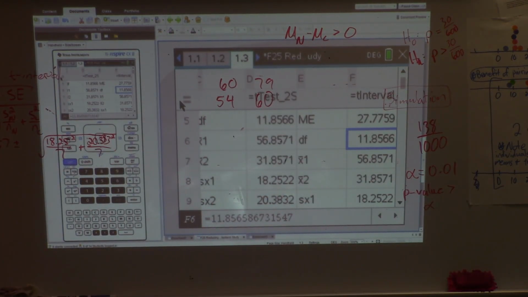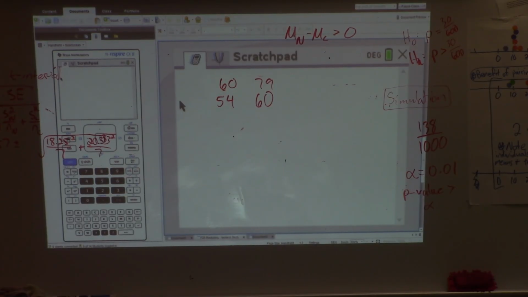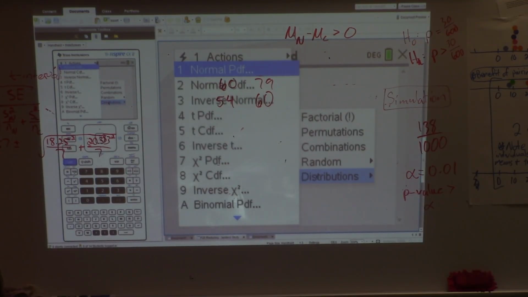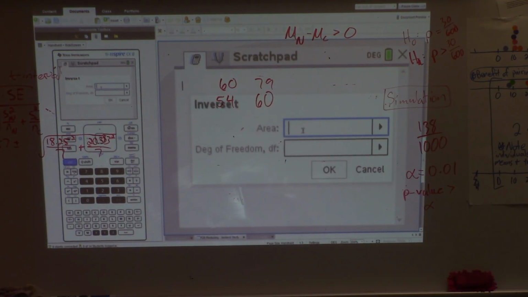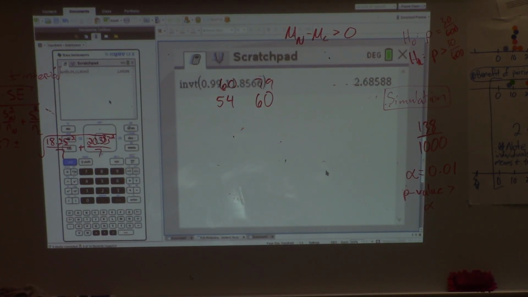How am I going to use that degrees of freedom to find my critical value? Menu, 5, distributions, inverse t. What's the area? Remember, 98 is in the middle, so 0.99 or 0.01. Draw it out if you need to. I believe it was 11.8566. Here's my critical value.